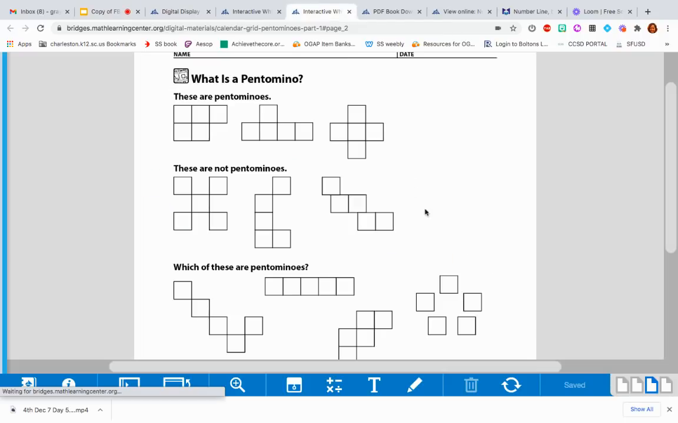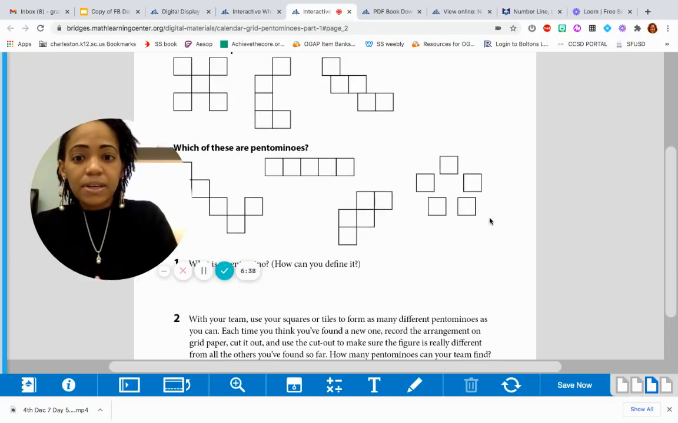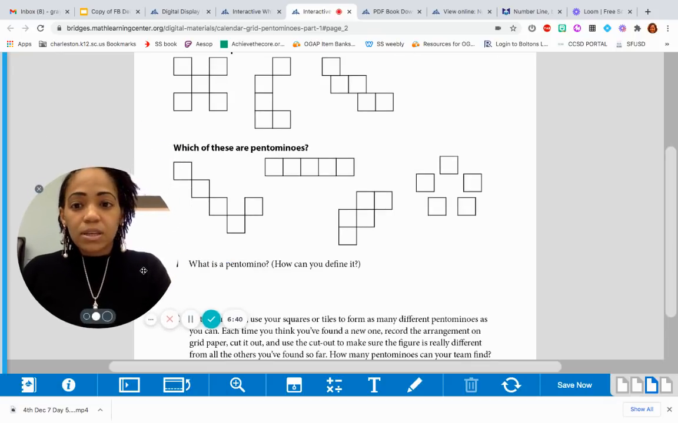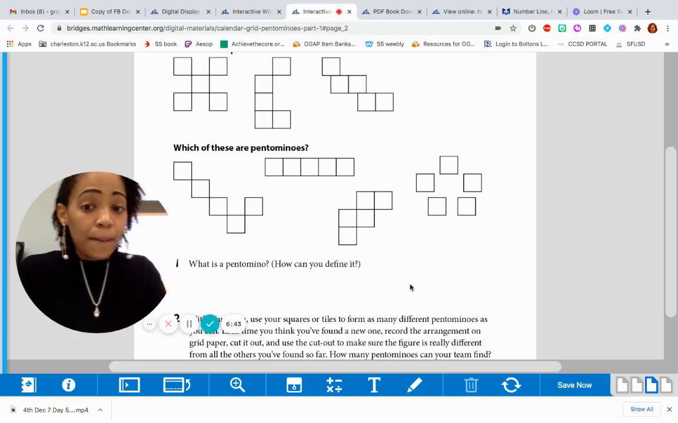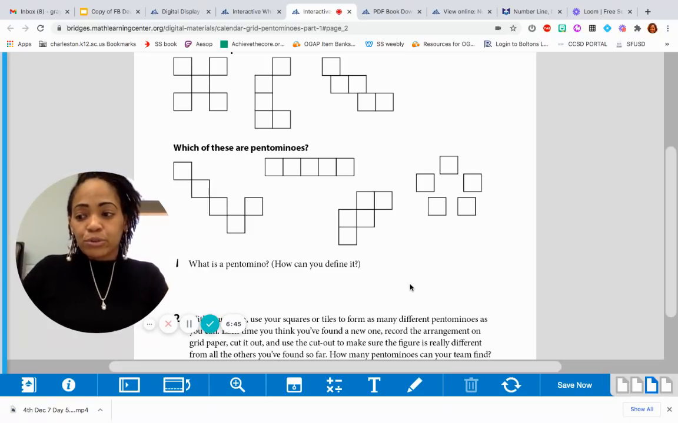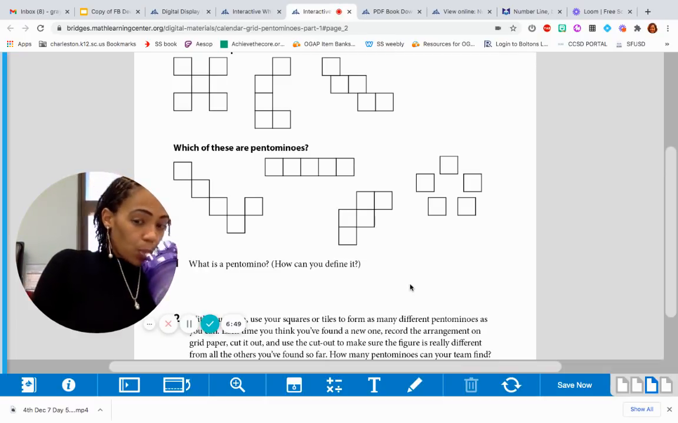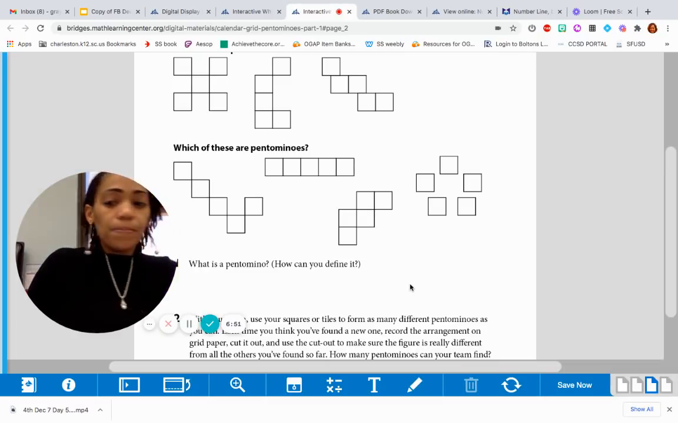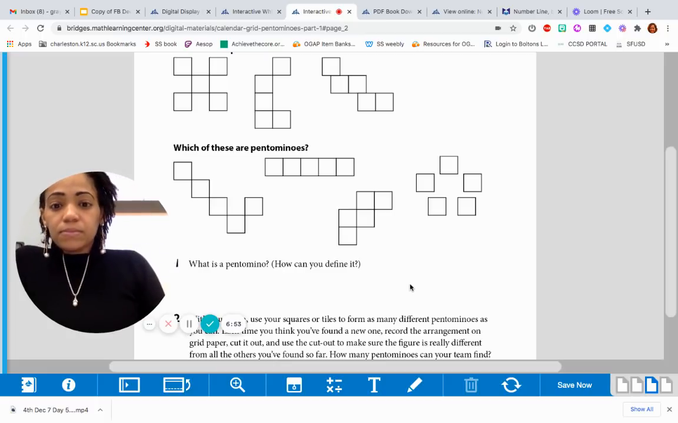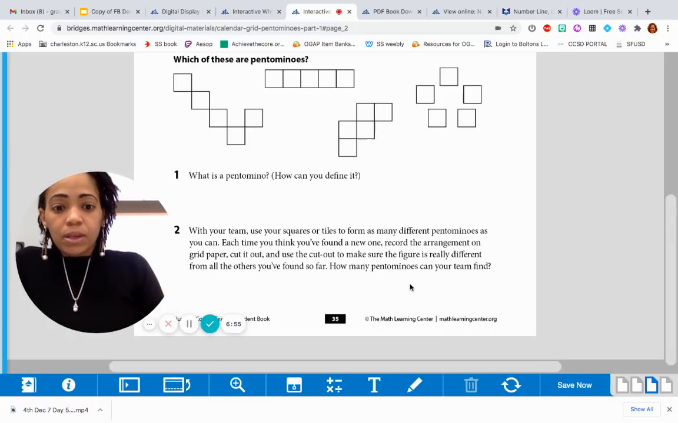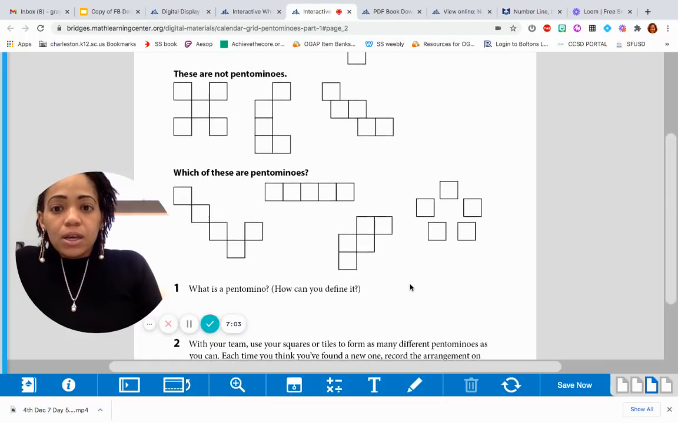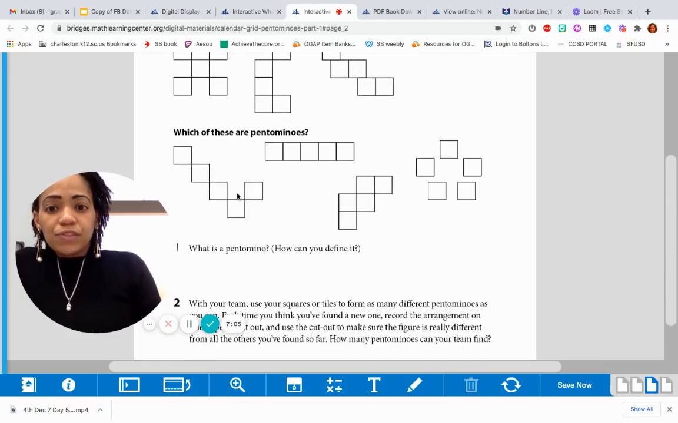It has to have a full edge that's touching in order for it to be a pentomino. So let's look at these pentominoes. And you can open up to the page, What is a Pentomino, in your Number Corner journal. So I will give you a moment to do so. It should be on page 35. All right. So which of these is a pentomino?